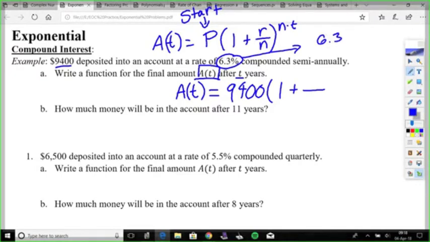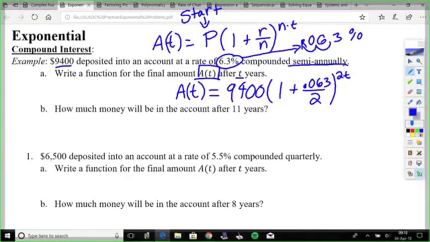Now our r value is our percent value, but remember we convert this to a decimal. So 6.3%, I know it is a decimal number. Every number has a decimal in it, but it's still a percentage value. And if we want to convert this to a numeric value, we have to move the decimal 2 places left, which puts it here, making it 0.063. Now our n value, which goes on the bottom of this fraction, is based on how many times it's compounded. This is semi-annually, which means 2 times a year. So our n value is 2. That's also going to be the exponent because our exponent is n times t, so it'll be 2 times t.